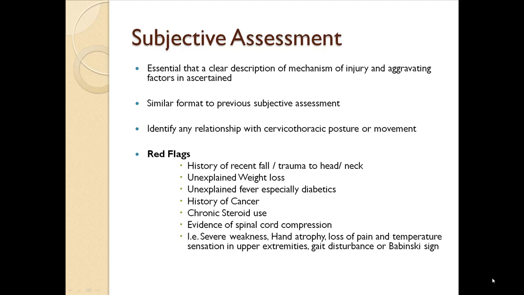Typically, there are red flags to look out for: any history of recent falls, trauma to the head and neck, unexplained weight loss, fever, diabetes, cancer. Chronic steroid use is very important around the elbow, including people who've had repetitive hydrocortisone injections into the region. Evidence of spinal cord compression, so bilateral symptoms, and severe weakness and atrophy of the hand musculature in particular, or other neurological disturbances, loss of pain, temperature, sensation, gait disturbances, or positive Babinski sign.